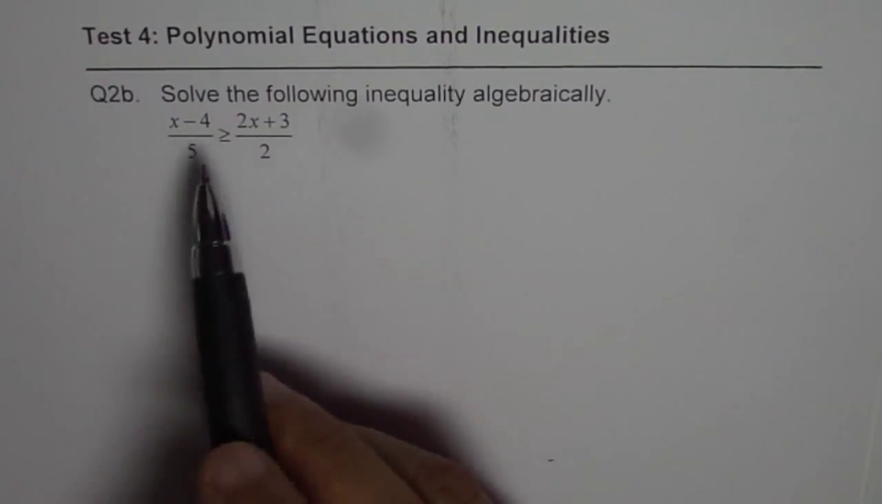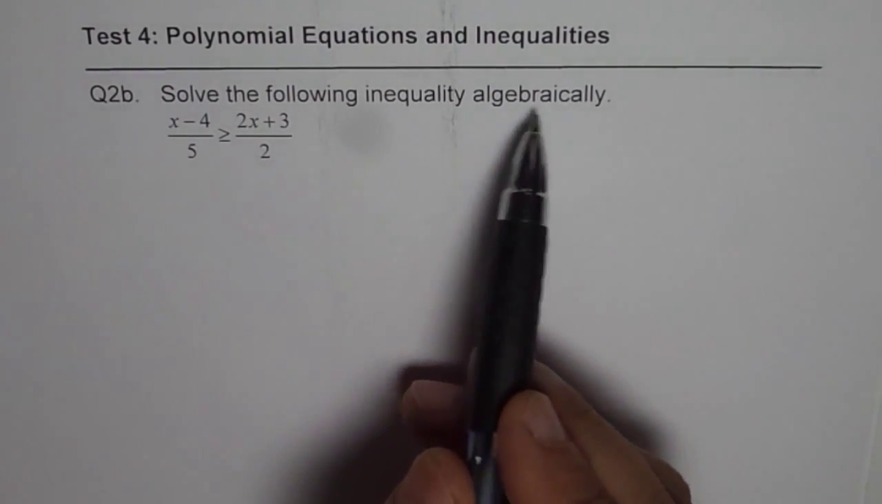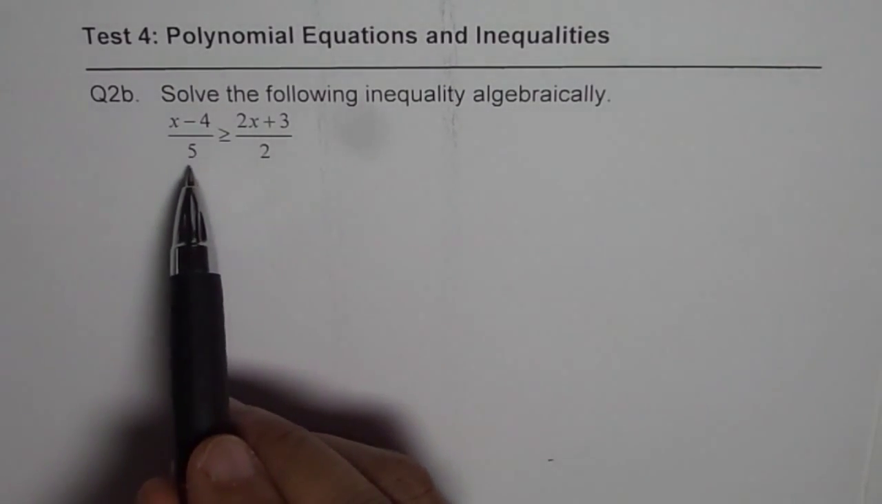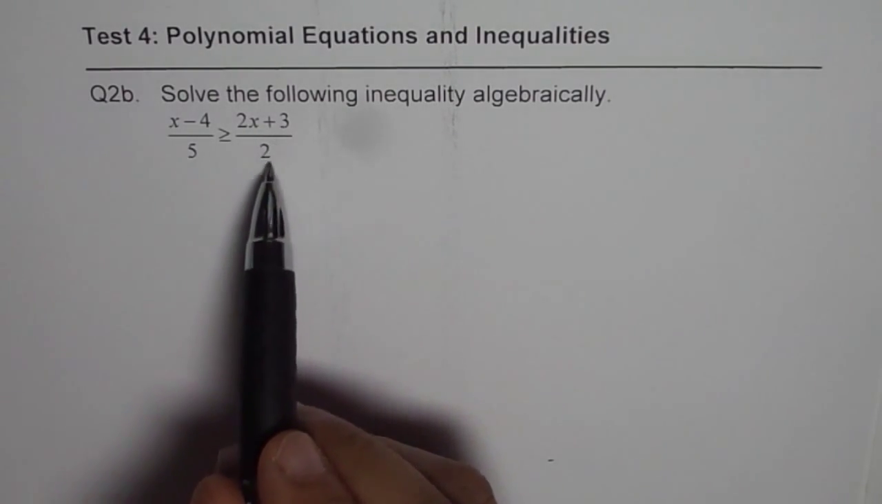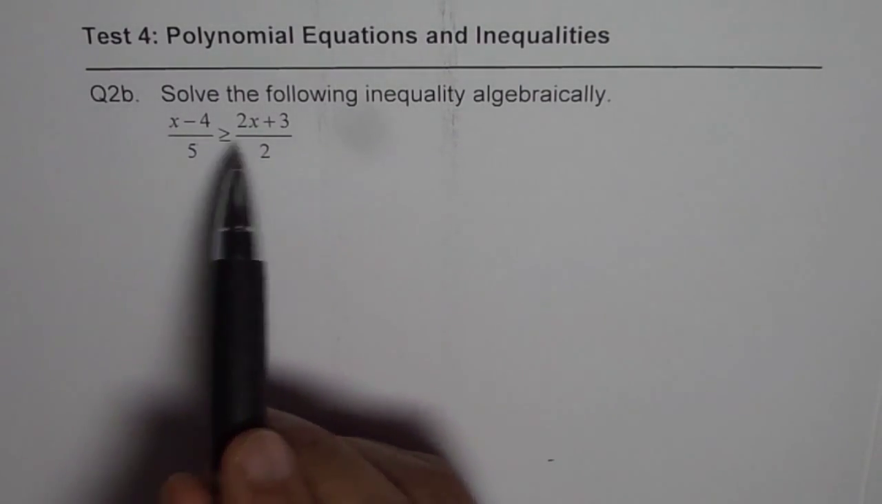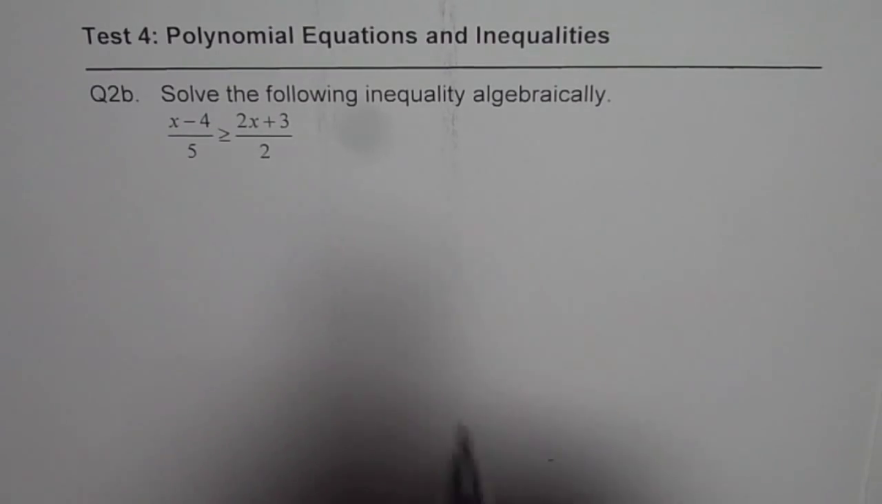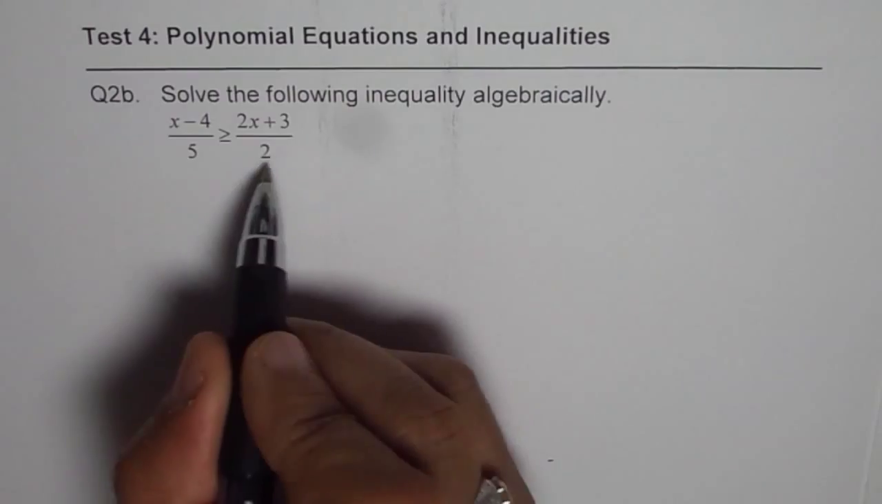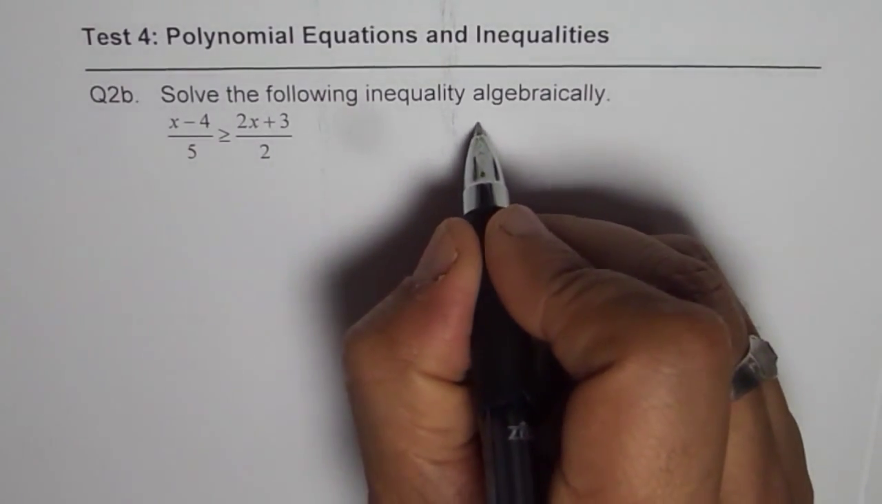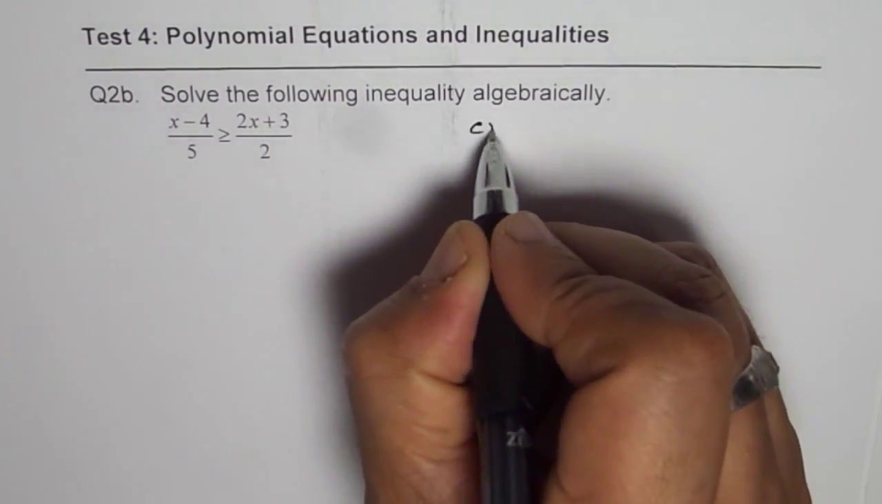Question 2b. Solve the following inequality algebraically. (x minus 4) divided by 5 is greater than or equal to (2x plus 3) divided by 2. Now whenever you have an inequality of this form, you have numbers in the denominator, right? No variable in the denominator. In such a case, we'll prefer to cross multiply.